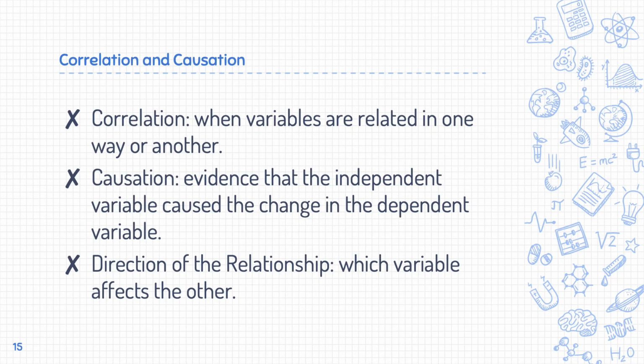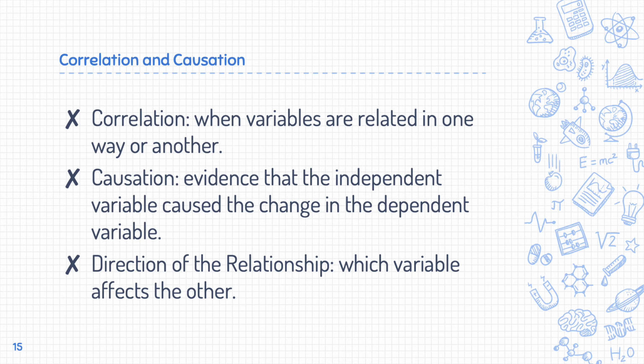Once the research has been finished, you have to find if your conclusion is correct or not. This is where correlation and causation come into play. Correlation is when variables are related to one another in some way or another. Causation is evidence that the independent variable caused the change in the dependent variable. The direction of the relationship is simply which variable affects the other.